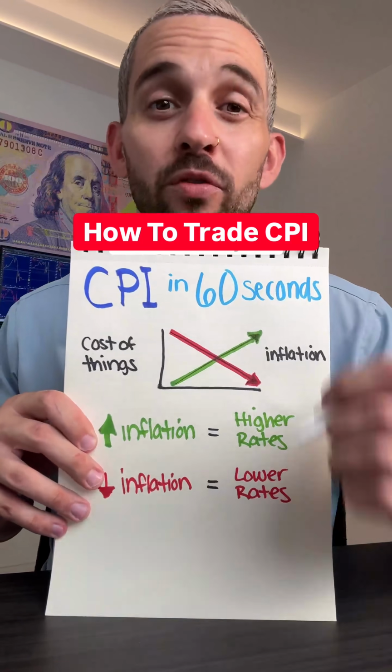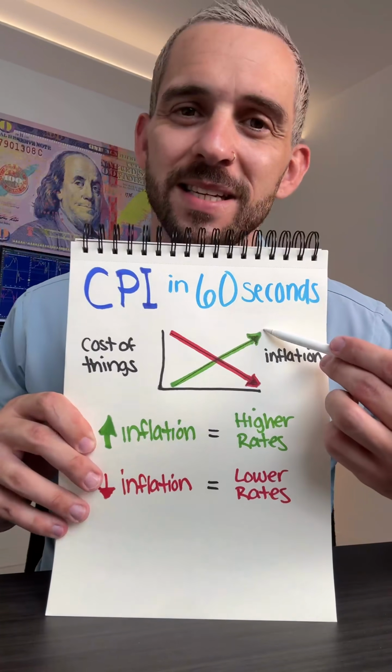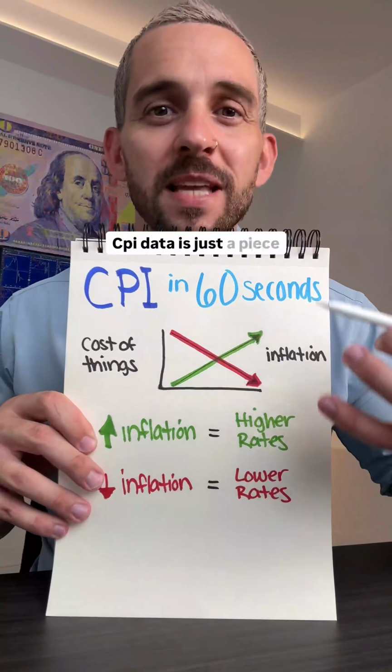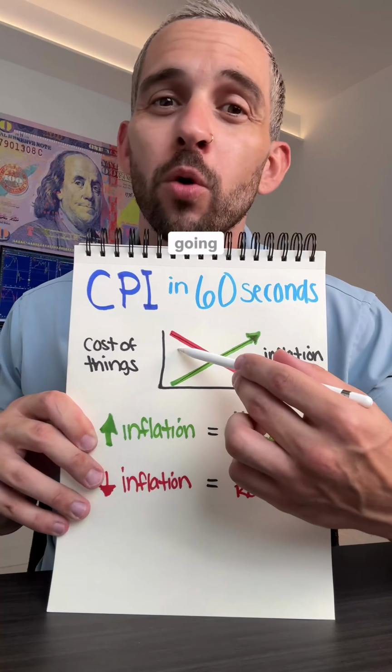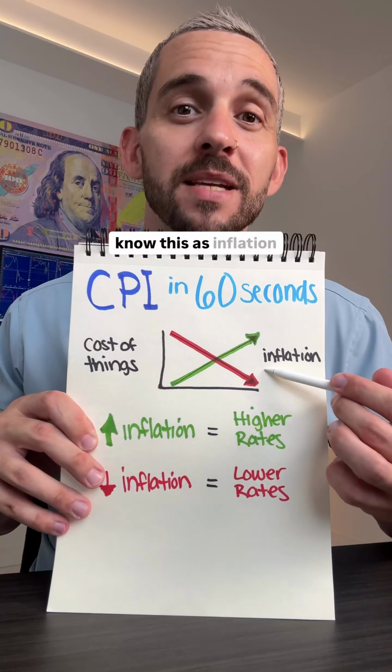I've been trading CPI for over 6 years. Here's everything I know in 60 seconds. CPI data is just a piece of data that tells us whether the costs of things are going up or if they're going down. Some of you guys might know this as inflation.